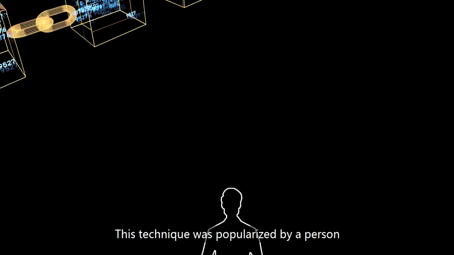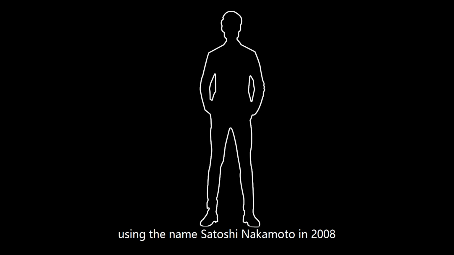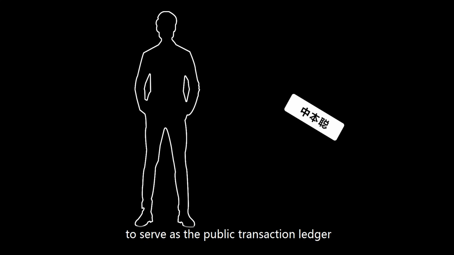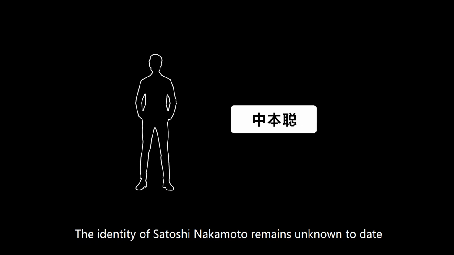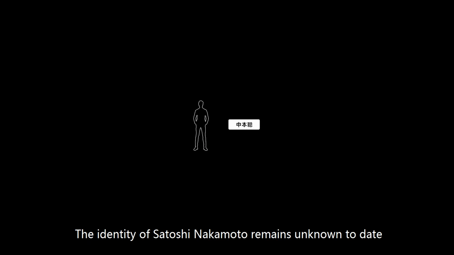This technique was popularized by a person using the name Satoshi Nakamoto in 2008 to serve as the public transaction ledger of the cryptocurrency Bitcoin. The identity of Satoshi Nakamoto remains unknown to date.